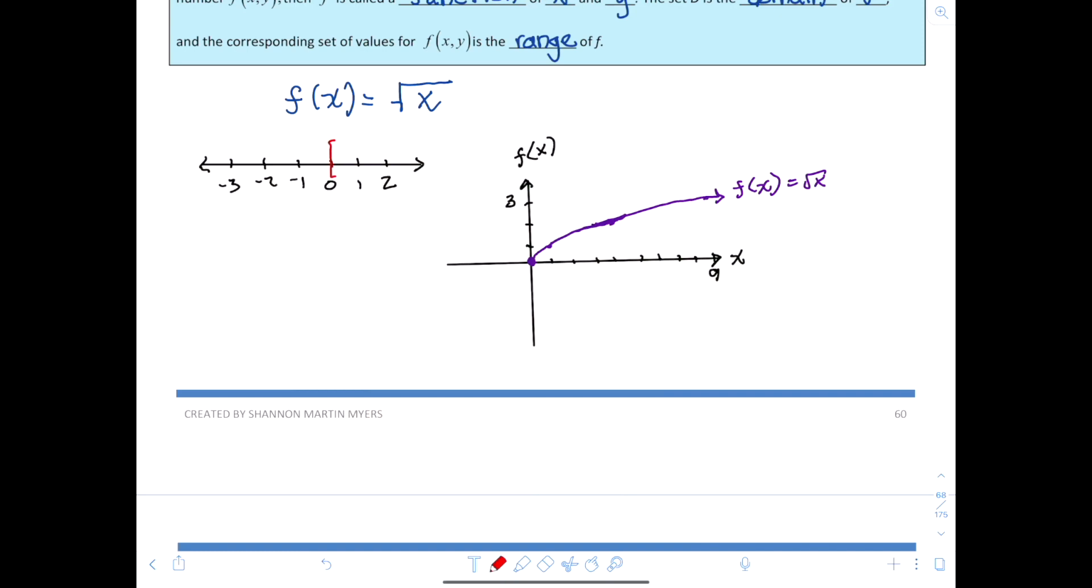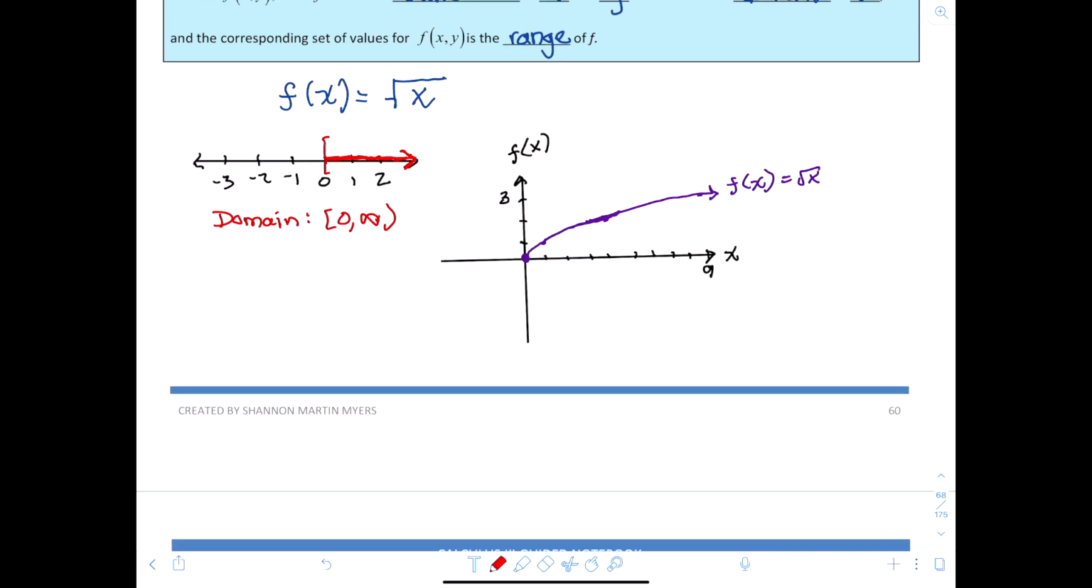So you could do a bracket here. And that would go infinitely to the right. So the domain of f is going to be 0 to infinity. So in set builder notation, what would we have? We would have, for our domain, x such that x is a real number and x is greater than or equal to 0. Cool so far?